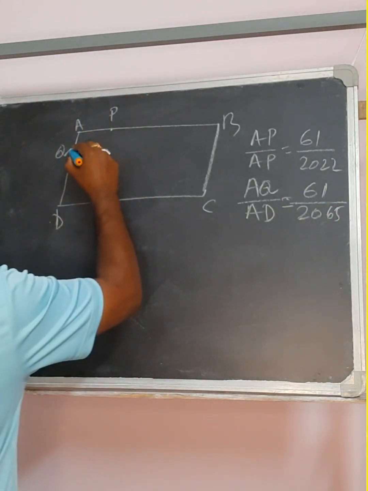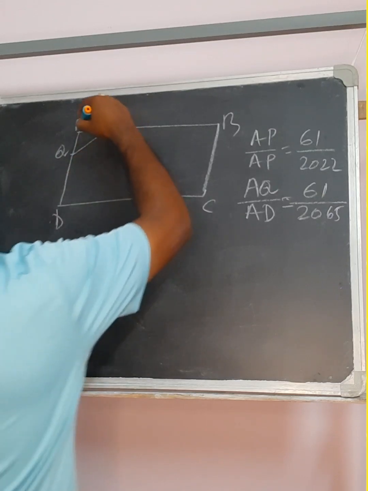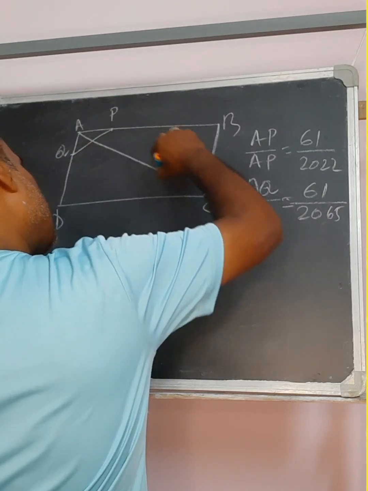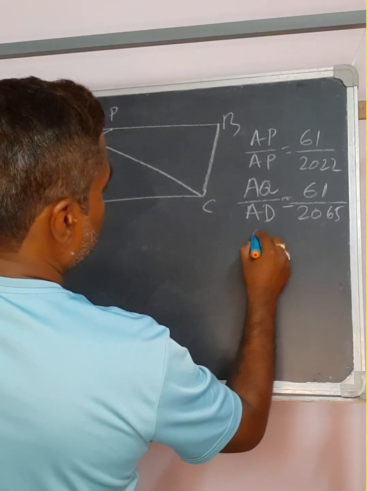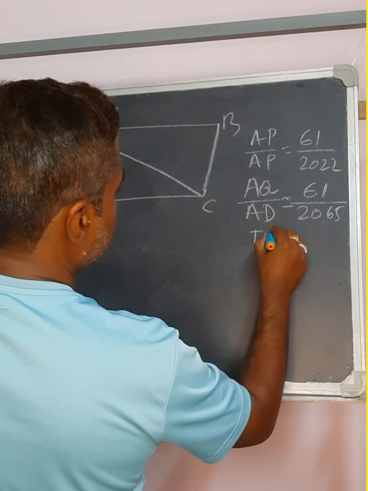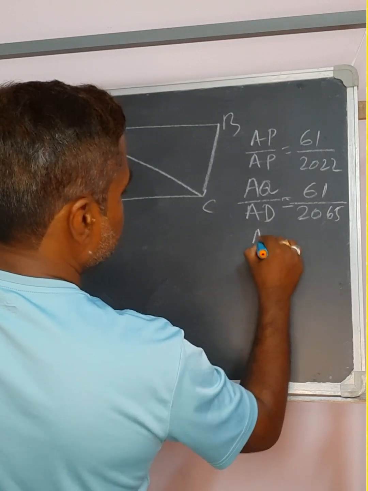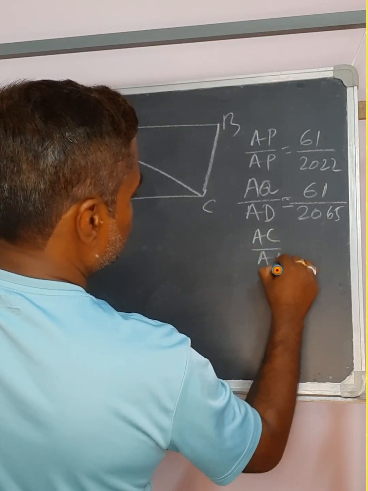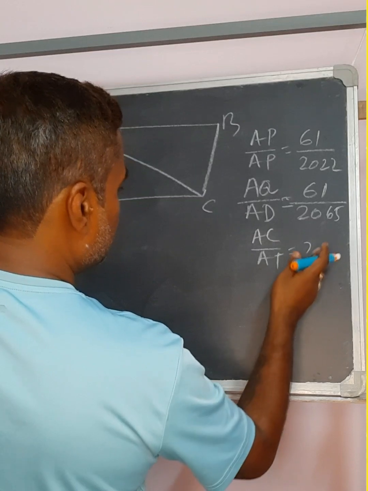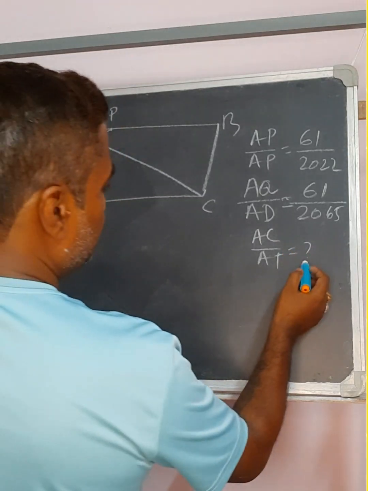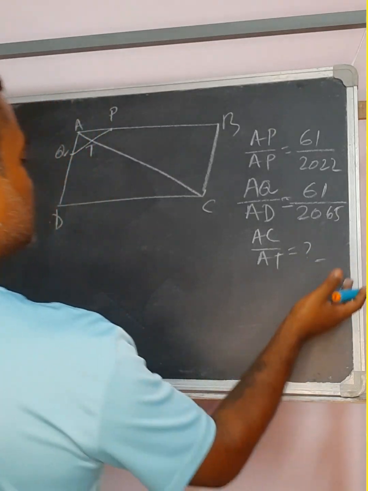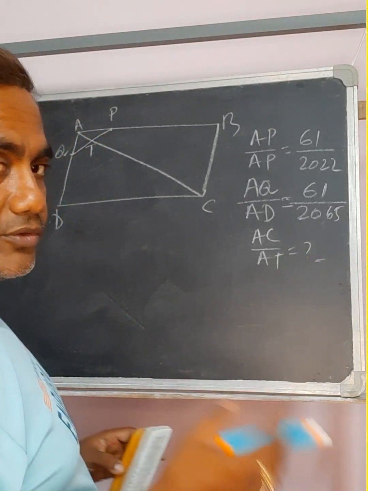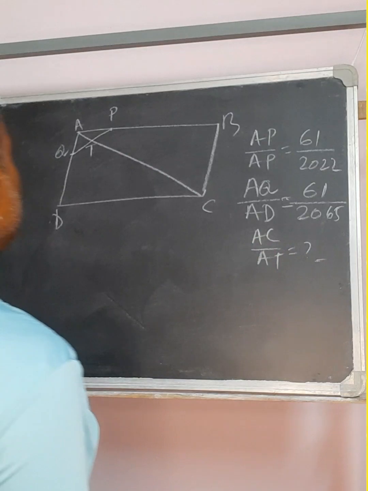Now, if I join PQ and join AC, it will cut at point T. So our task is to find AC is to AT, what is the ratio? Now it has been given to find the nearest integer, so it could be a decimal. According to the rule of math, you have to find the nearest integer.